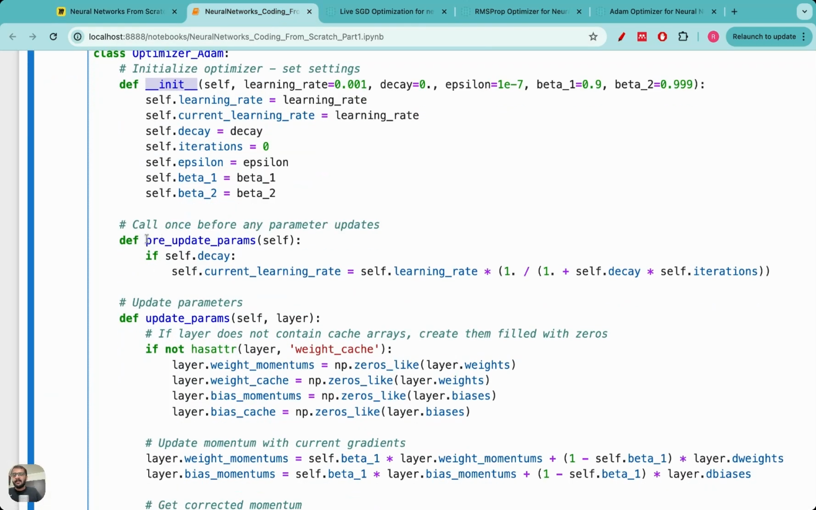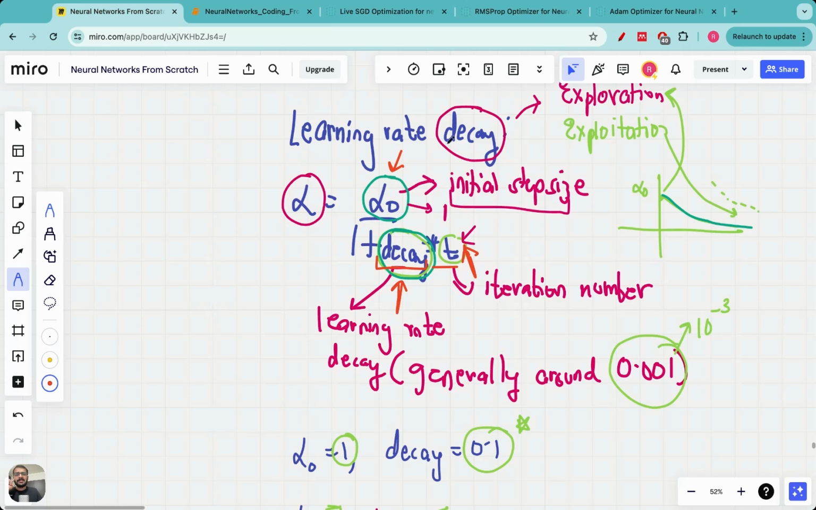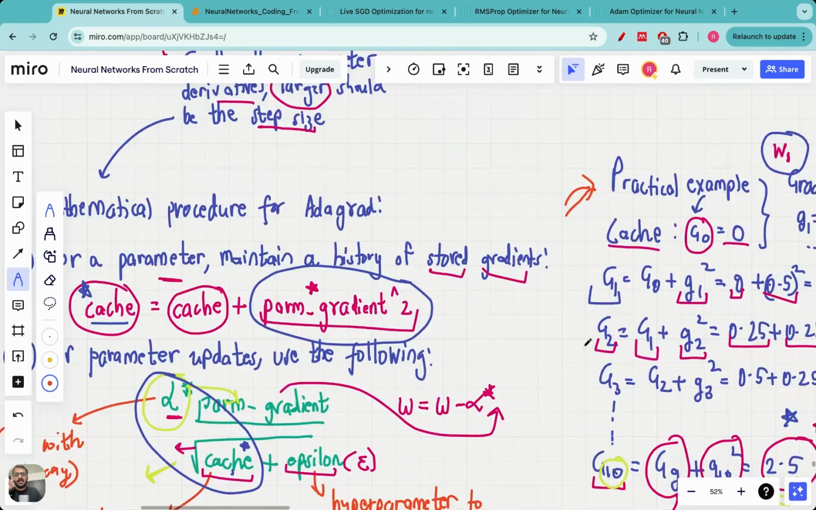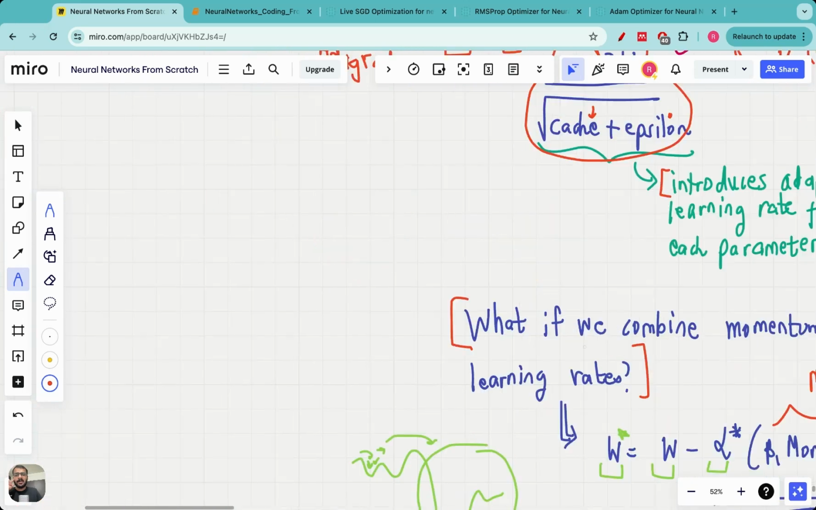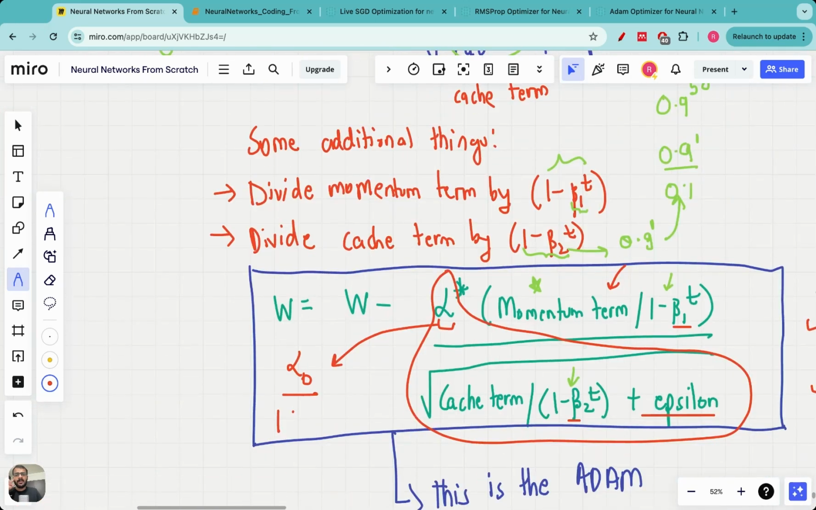Then we come to pre-update params. Before we update the parameter values, we need to calculate this alpha, which is alpha naught divided by 1 plus decay into time. So this alpha is the one which has been mentioned over here.